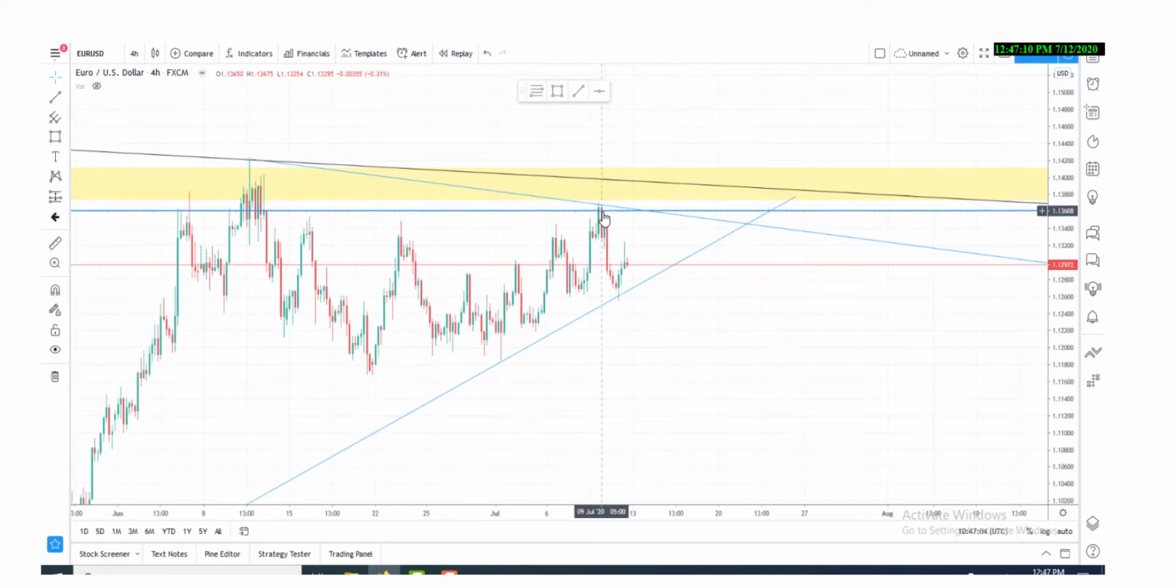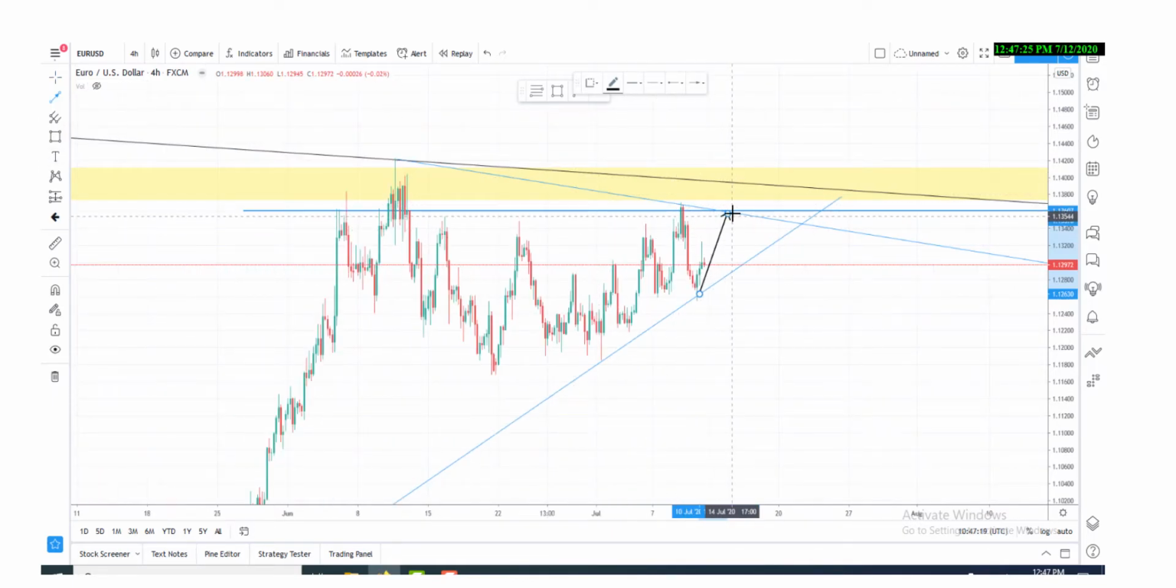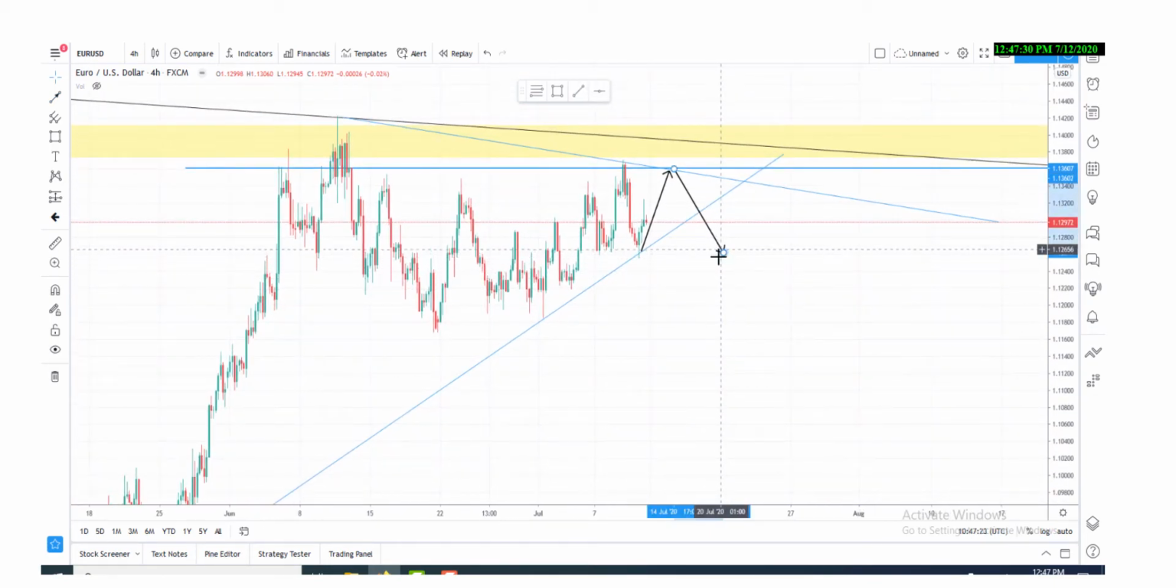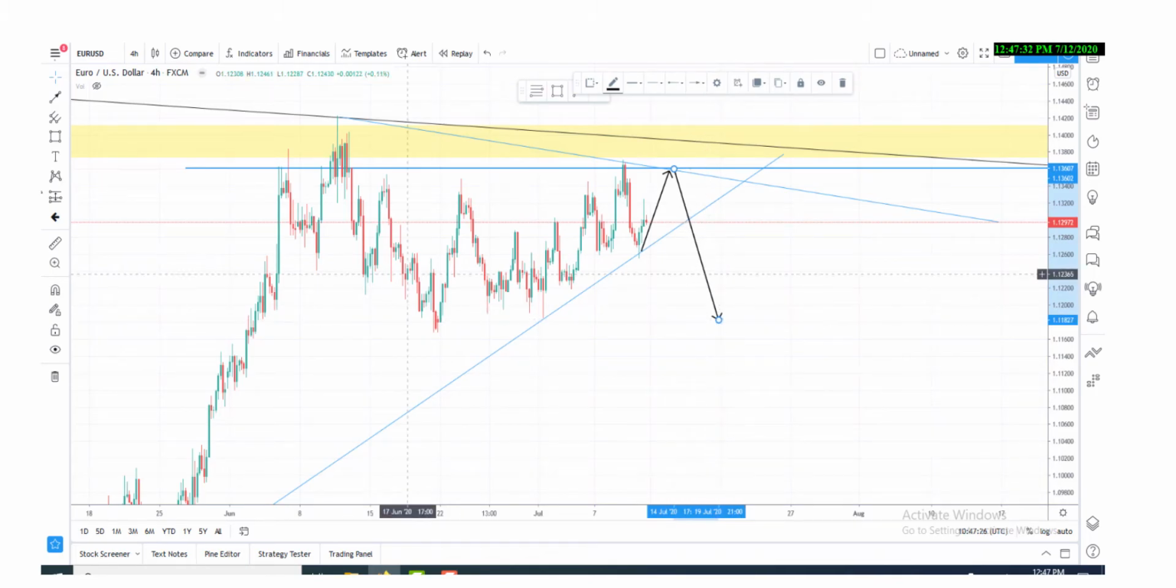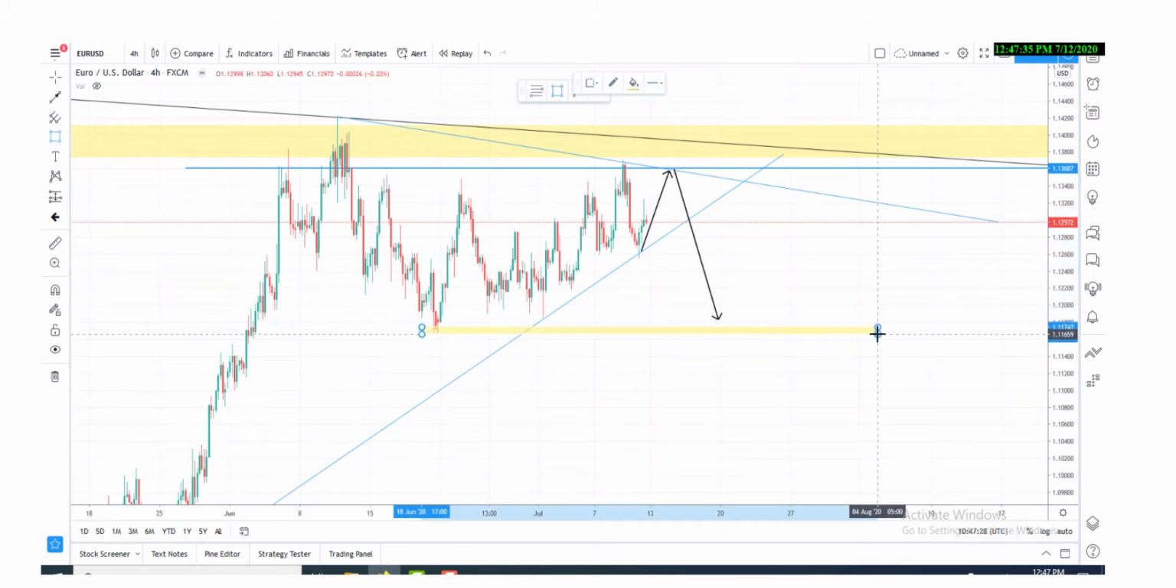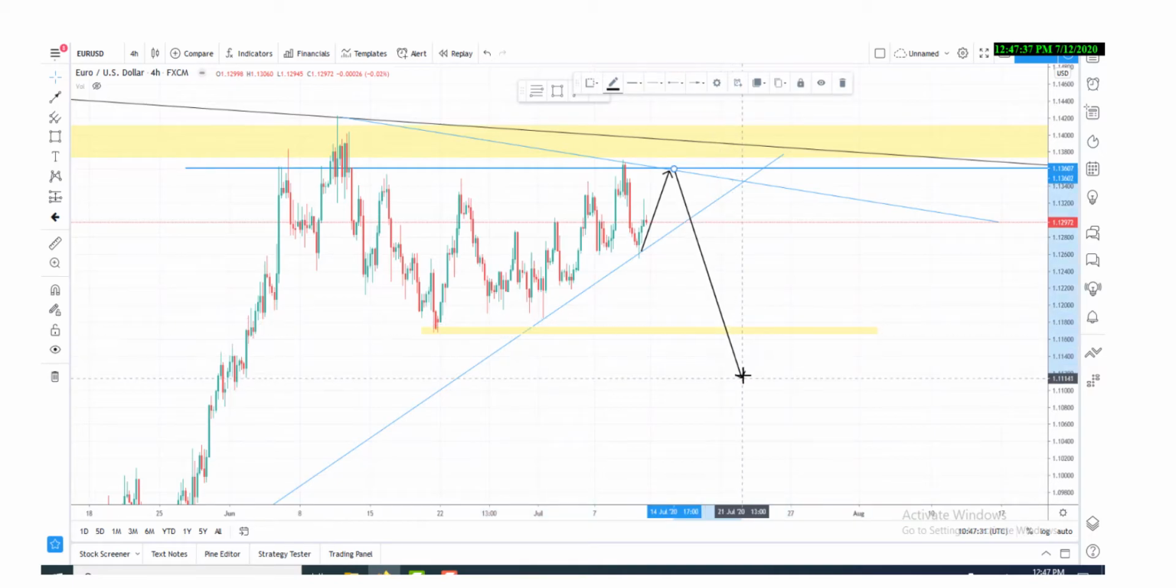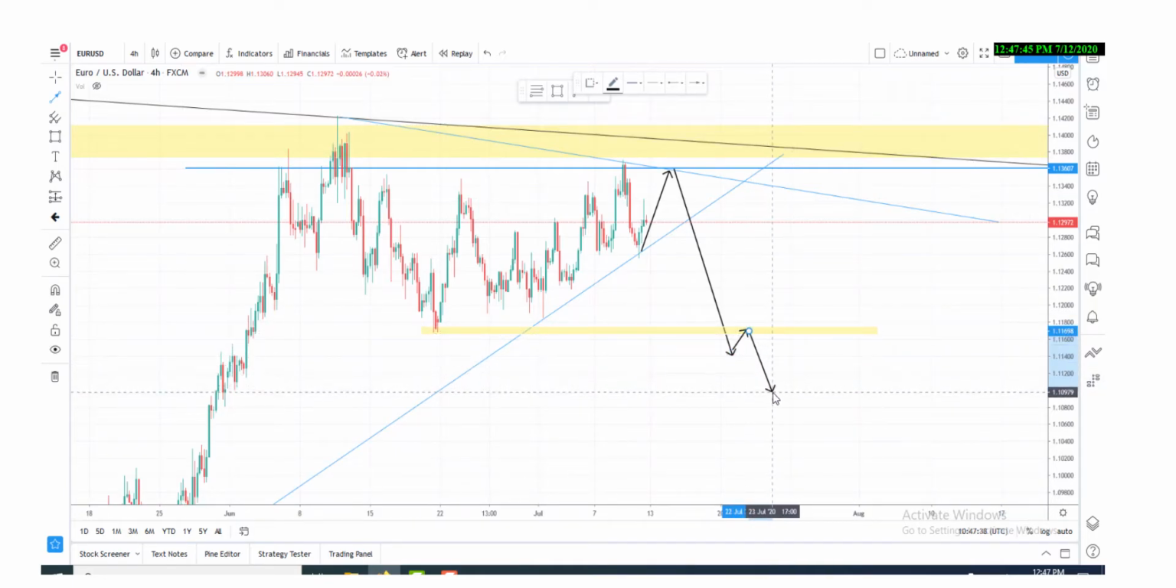The first time we rejected it. So what possibly can happen, we can come up here from this level and retest this zone. If we have rejections from these zones, we can take shorts. First take profit at this area, second take profit, we might come down here, and if we break and retest this area, we can think to hold this trade, like break, retest, and hold this trade to 1.10.